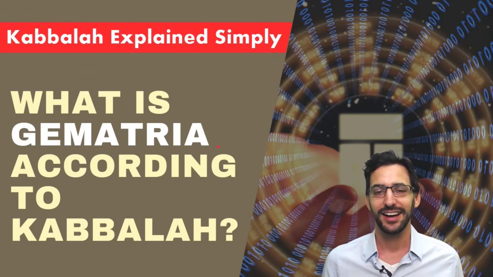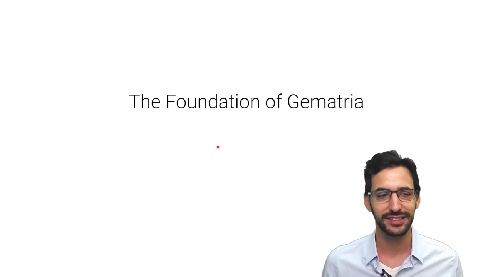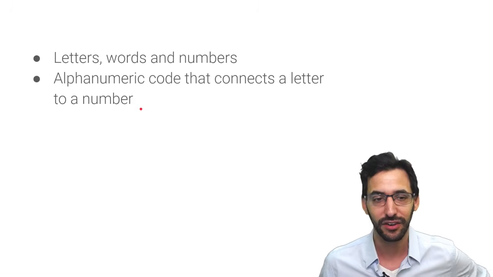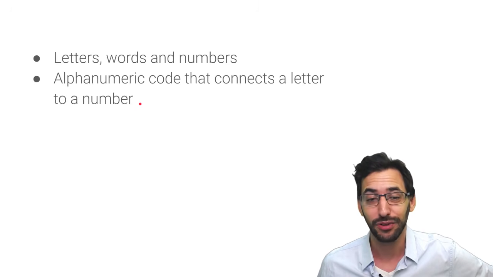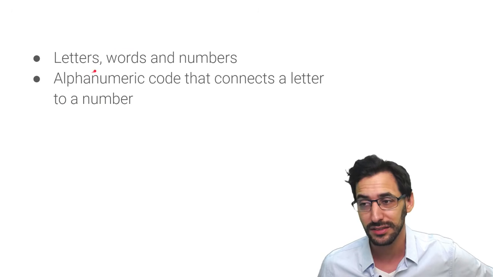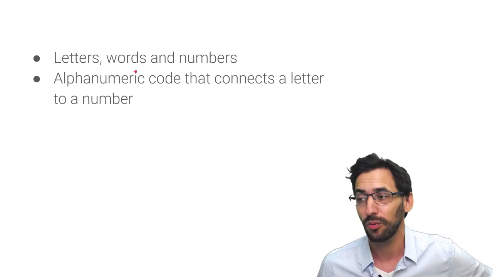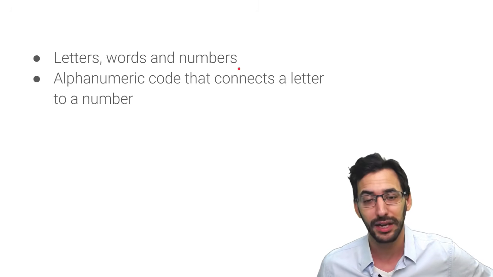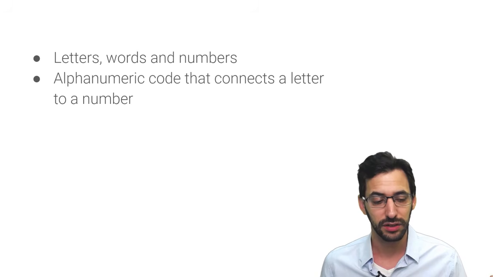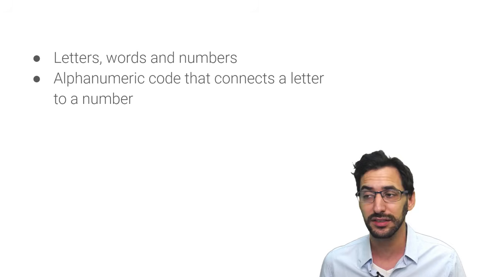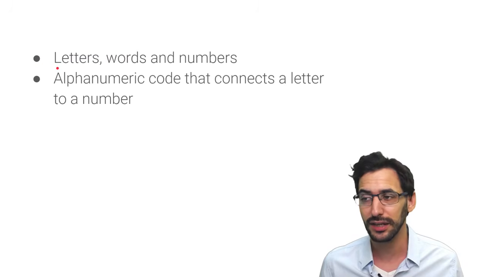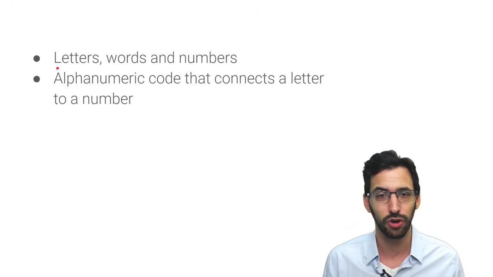There we go. So what is Gematria according to Kabbalah? Let's start talking about the foundation of Gematria. To understand Gematria in the Hebrew language, we need to understand the connection between these three things: Hebrew letters, words, and numbers. And I'll just say that when we're talking about Gematria, we're talking about Kabbalistic Gematria, which refers to Hebrew text and also Aramaic text. And this system called Gematria basically connects these three things, letters, words, and numbers.